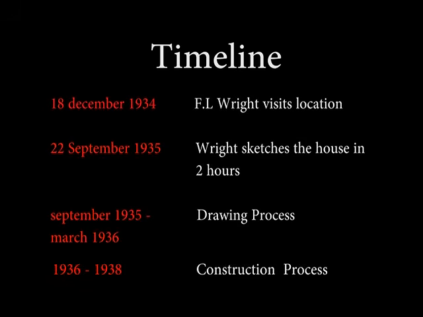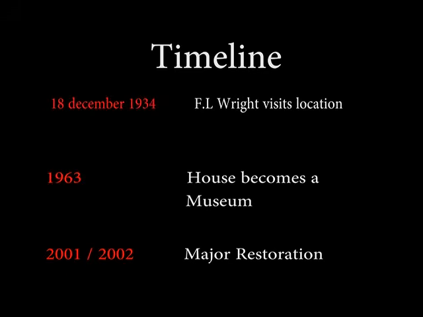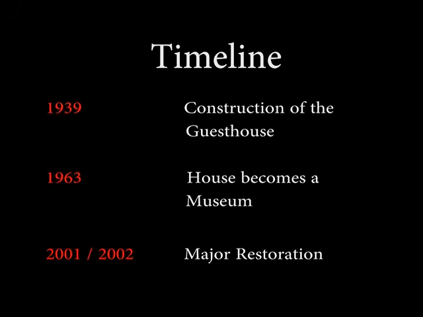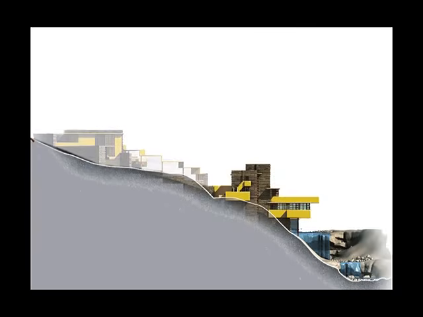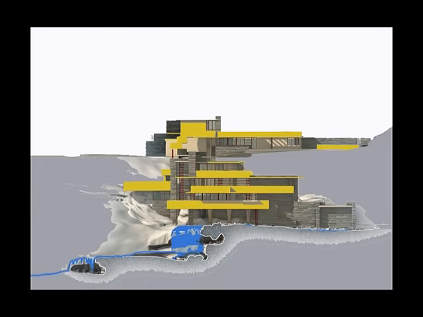It lasted till December 1938 till the main house was finished. Despite all their conflicts, Kaufman and Wright kept in good terms with each other, and Wright was rehired the following year to design a guest house higher on the hill. This guest house had a more conventional and less daring design, and it was constructed in only a few months in 1939.